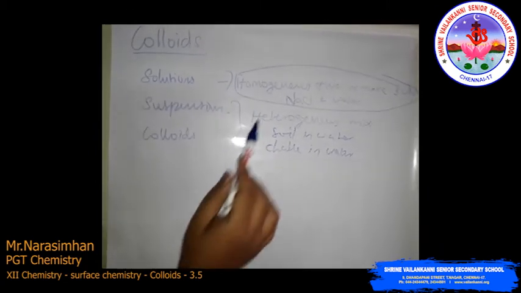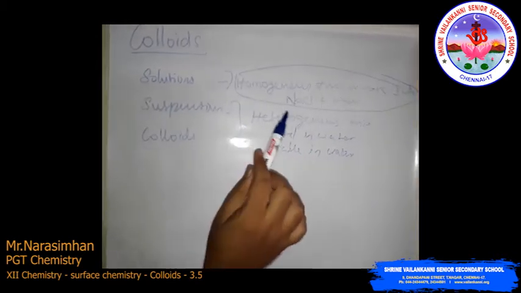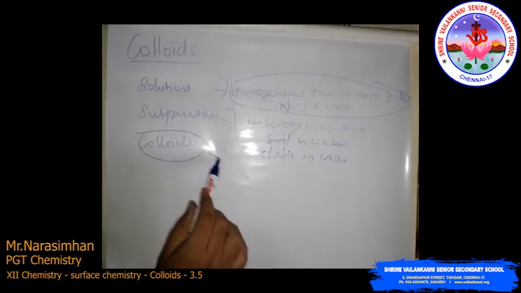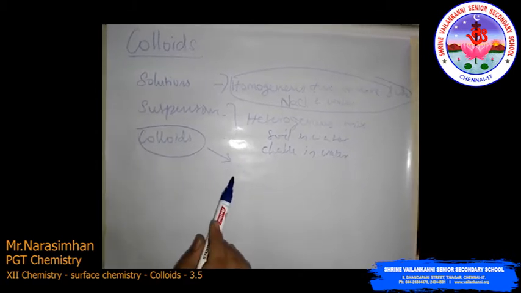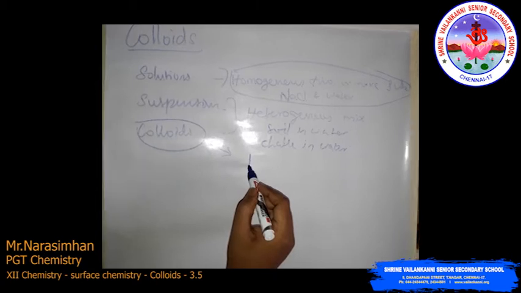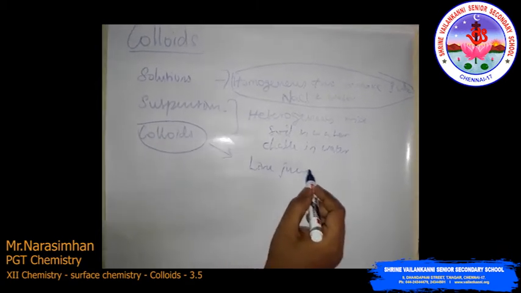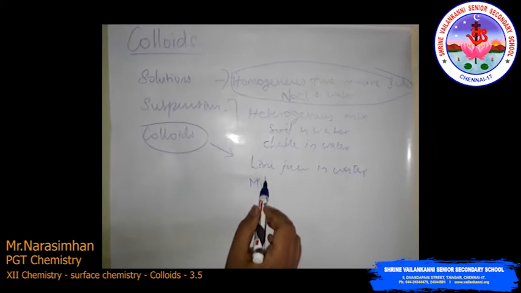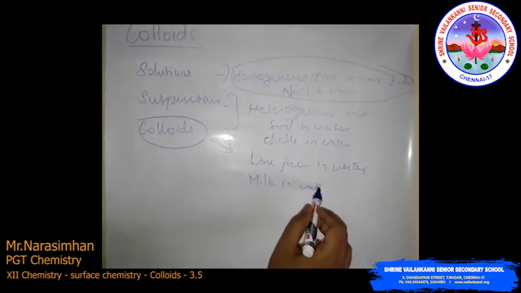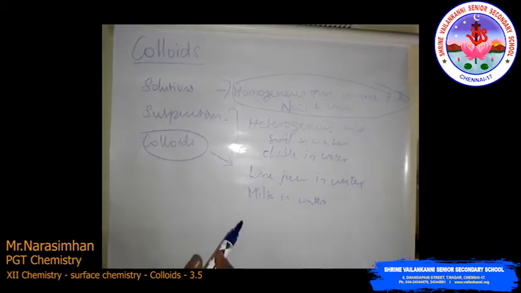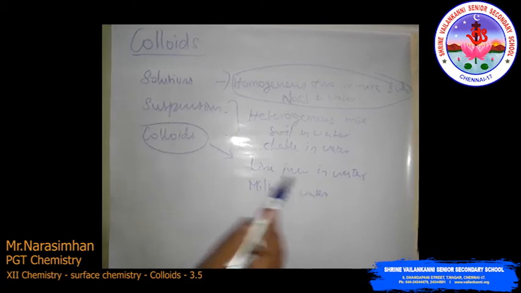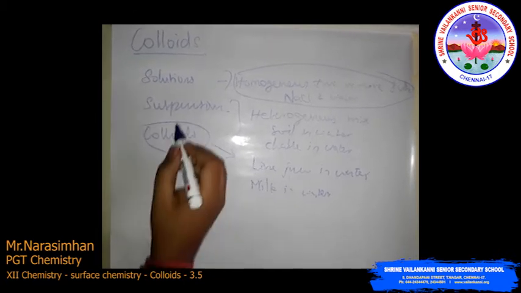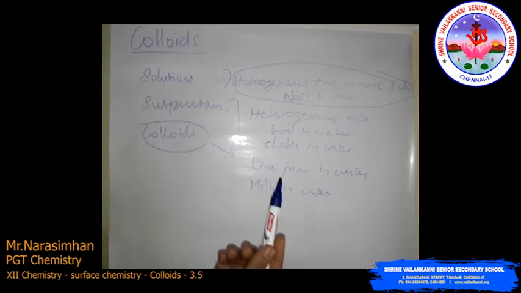Here, in the solution, the particles are completely dissolved, that is, completely miscible. Then the colloids: it is a heterogeneous mixture, but the particles do not settle down. For example, lime juice in water, or milk in water. So these are called colloids. The particles do not settle down. I will do a simple demonstration: what is a true solution, what is a suspension, and what are colloids.